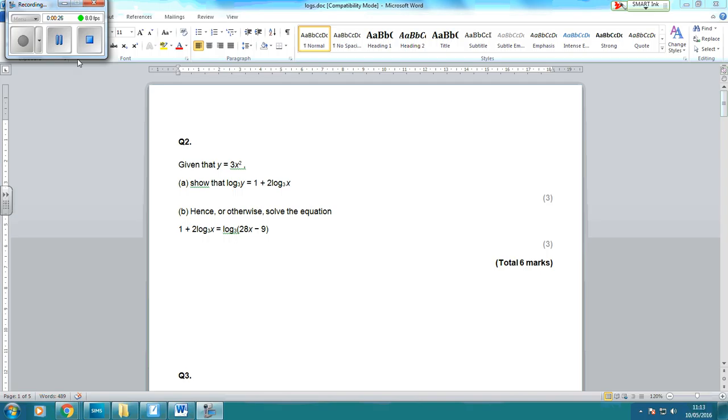So we've got y equaling 3x squared, and we've got to show that log to the base 3 of y equals that. So they've started off with this, and then they've brought logs into it. The way they've done that is just taken logs of both sides, log to the base 3 of both sides. So that's what we do. Log to the base 3 of y equals log to the base 3 of 3x squared.